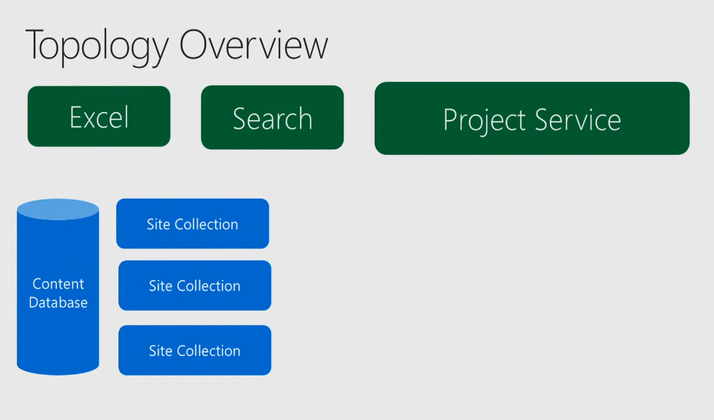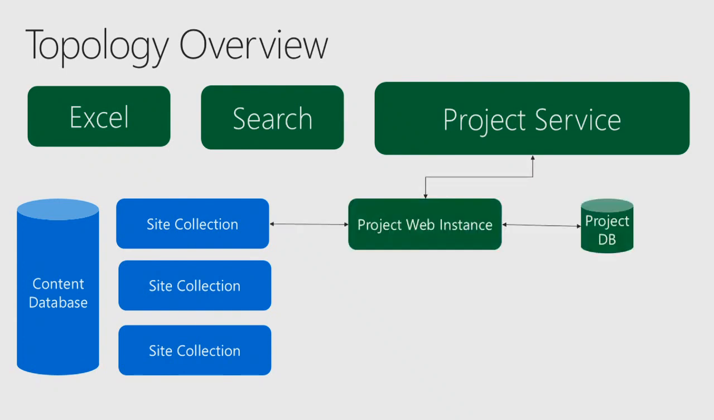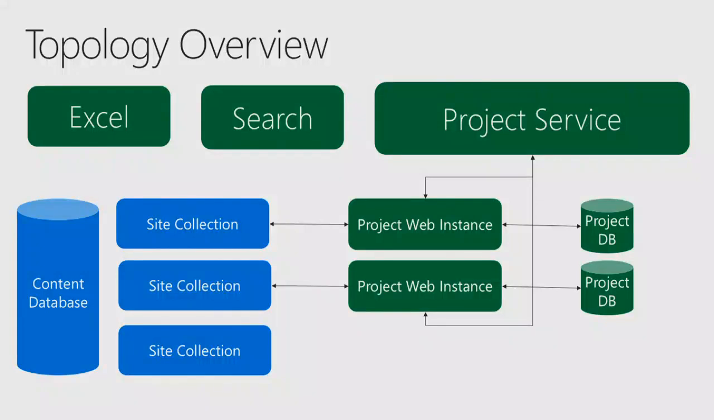So how does it know? We know that Project creates an extra database, but how does it know that this database is in this site collection and it talks to this service application? When you create a Project instance, a Project site, we create what we internally call a project web instance. It's the logical coupling between the site collection, the database, and the Project service. It is an object that is stored in the config DB, and it's very useful for management.